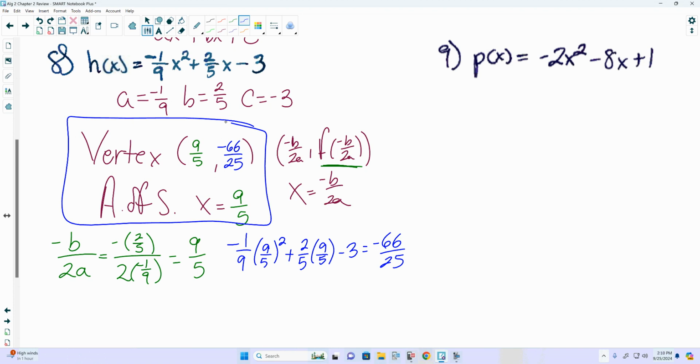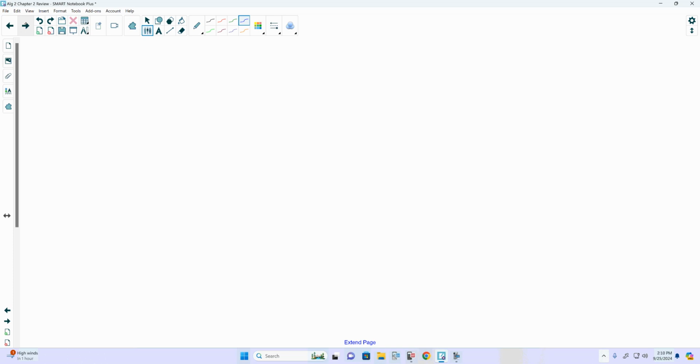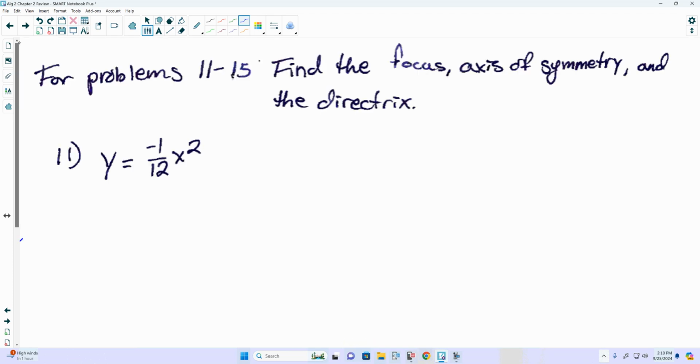All right. We're going to look at 11 through 15. 11 through 15 ask us to find the focus, axis of symmetry, and the directrix. Not asking for the vertex because, well, the vertex for this set is 0, 0. So any one of these in particular, 11 through 15, that y'all want to look at? 13? 14, yes.